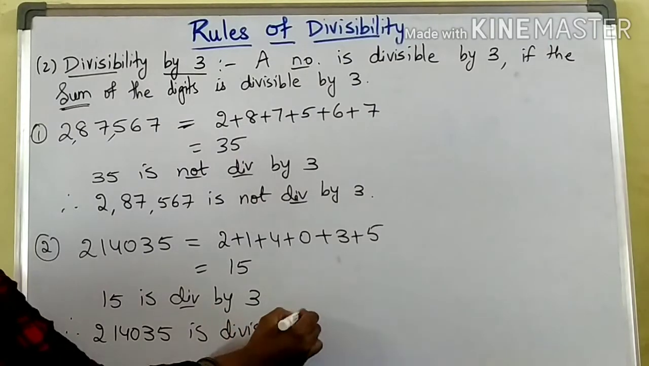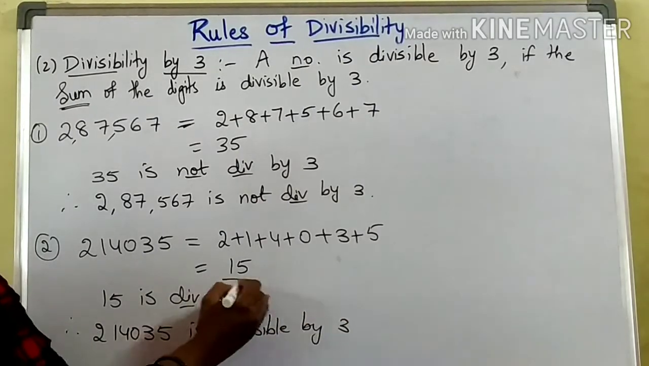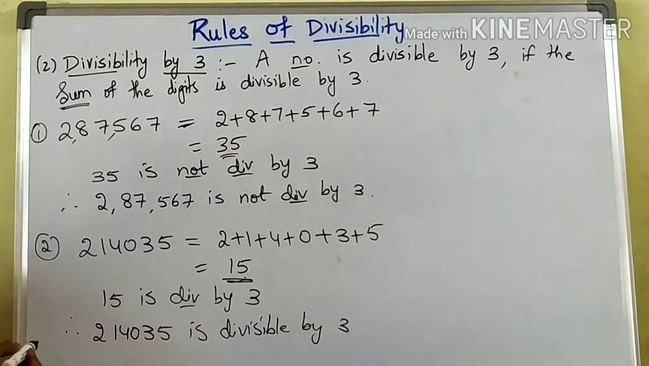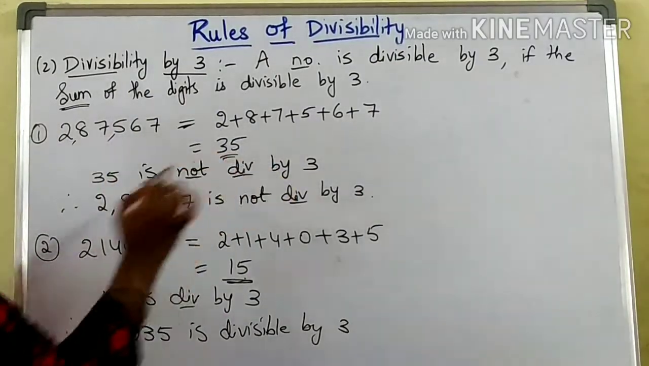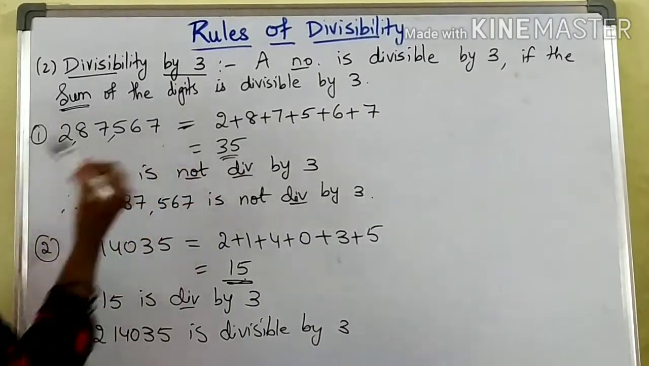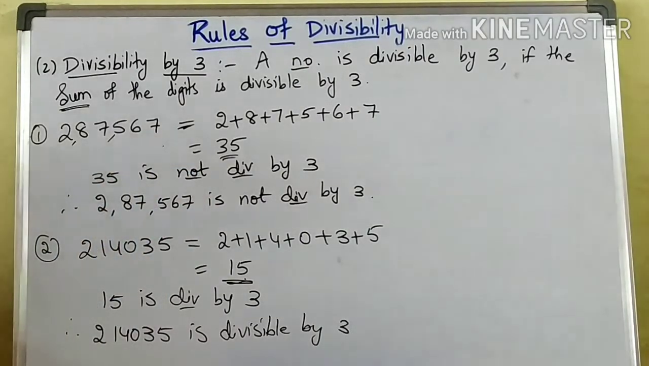divisible by 3. So if the sum of the digits is divisible by 3, then we can say that number is divisible by 3. If the sum of the digits is not divisible by 3, then we can say that particular number is not divisible by 3.